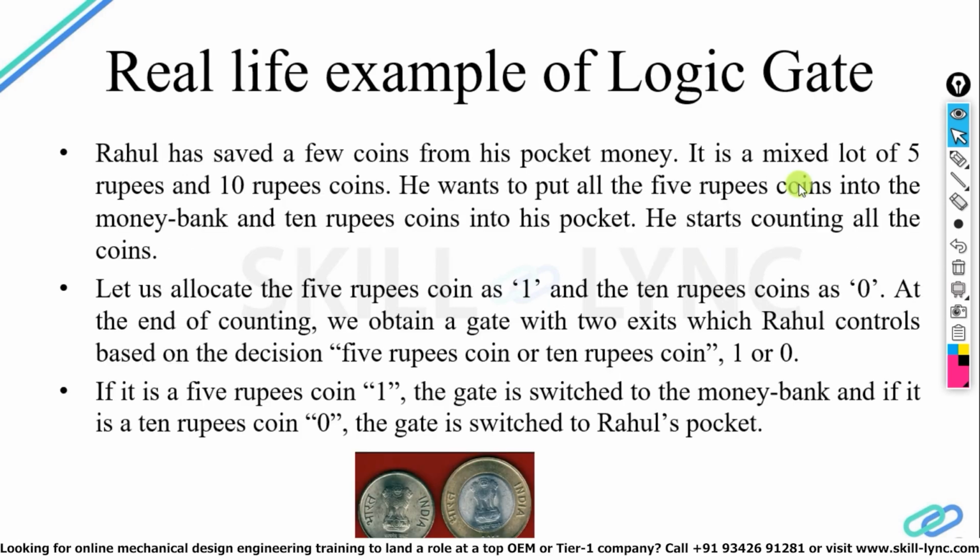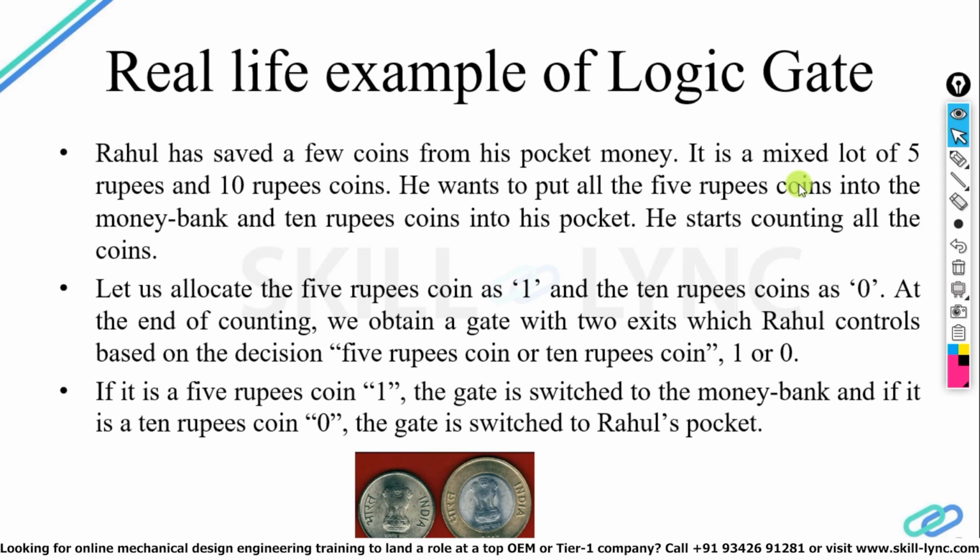So here I have given an example. Rahul has saved a few coins from his pocket money. It is a mixture of 5 rupee and 10 rupee coins. Now he wants to segregate the 5 rupee coins and 10 rupee coins. He wants to put all his 5 rupee coins into his money bank and the 10 rupee coins into his pocket, because he wants to purchase something and the 10 rupee coins will be easy to carry. So he wants to segregate the money, with 5 rupee coins in the piggy bank and 10 rupee coins in his pocket.